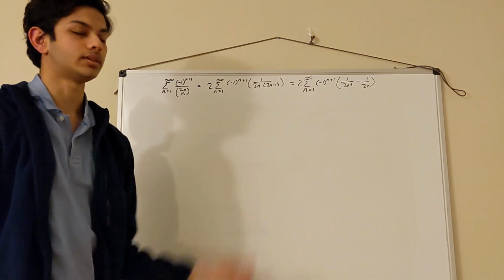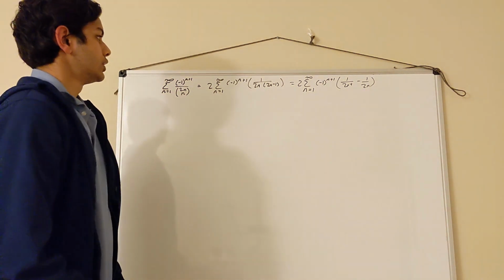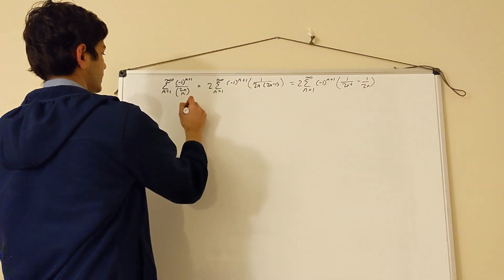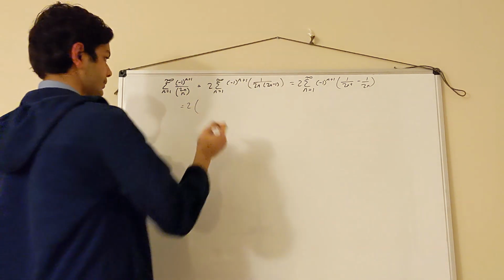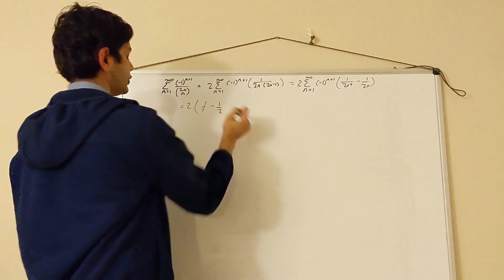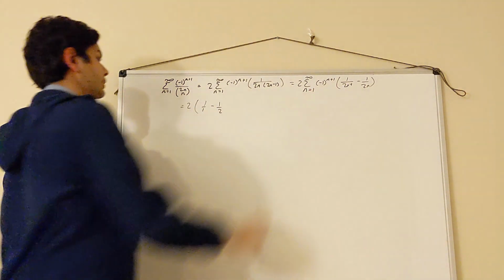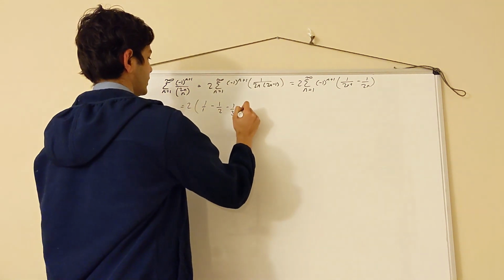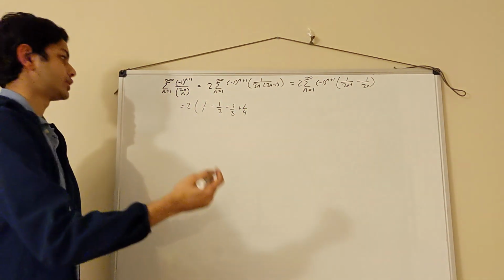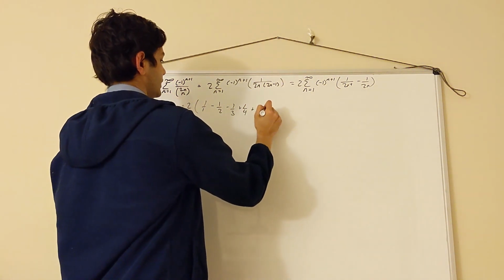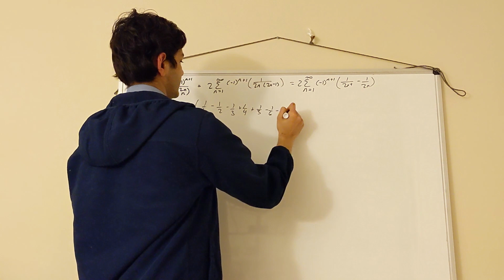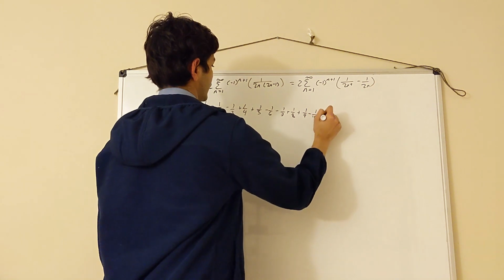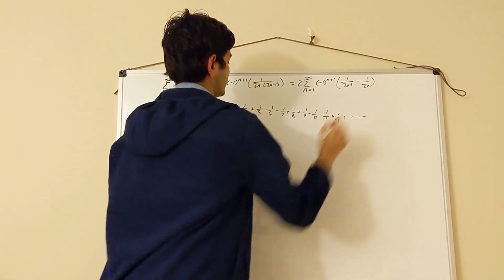For now, I'll ignore the 2 and then I'll throw the 2 back in later. So when n equals 1, this (-1)^(n+1) becomes (-1) squared, which is 1. And so what you get is 1 over 1 minus 1 over 2. And then when n equals 2, this becomes -1 to the power of 3, which is -1. So that means that it's minus 1/3 plus 1/4. When n equals 3, it's -1 to the power of 4, which is 1. So that'll be plus 1/5 minus 1/6. And then you can check it's minus 1/7 plus 1/8, plus 1/9 minus 1/10, minus 1/11 plus 1/12, and so on and so forth.